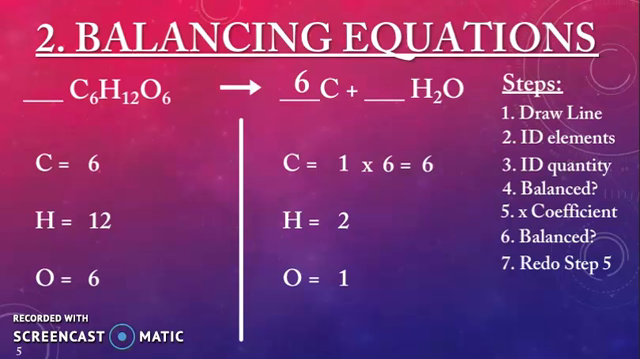We need to look at our hydrogens. We're going from 2 to 12, so I need to multiply this by 6. That will get us 12. And we'll put a 6 up top, and this one is connected to something else, so it's not just the hydrogen that it's associated with, it's also associated with the oxygen. So I need to multiply that one by 6. So here's our 6 and 6.